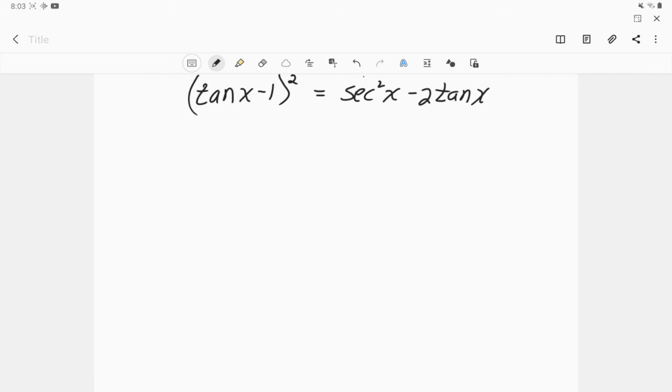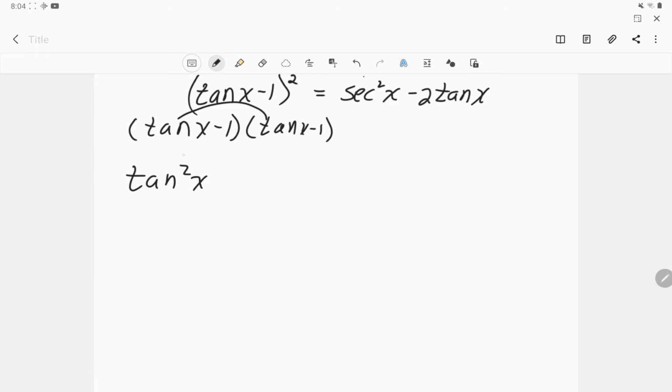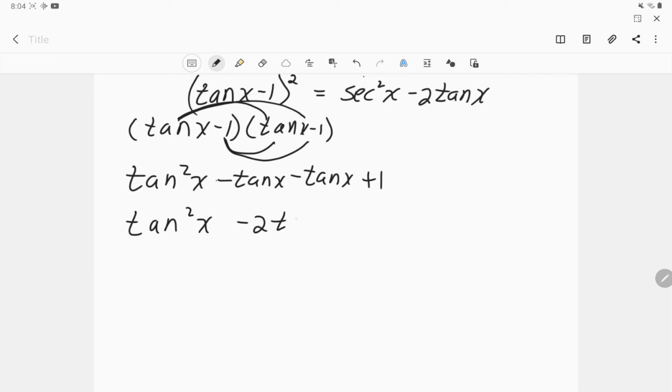So tan x minus 1 squared would be tan x minus 1 and tan x minus 1. If I do FOIL with that, that is tan squared x. If I do tan times negative 1, that is negative tan x. And negative 1 times tan is negative tan x. And negative 1 times negative 1 is positive 1. Now, that would be tan squared x minus 2 tan x plus 1.